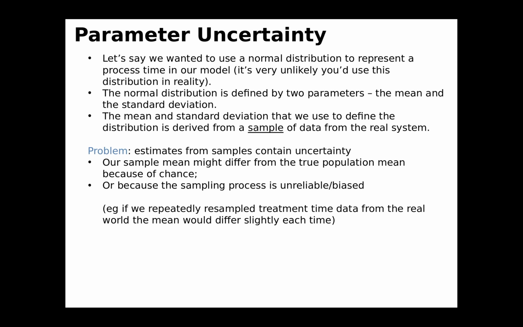So it doesn't matter how much data we've got, it'll only ever be a sample. And the problem is that, therefore, any estimate derived from that is going to contain uncertainty, because it is just a sample of the true population data. So our sample mean, for example, might differ from the true population because of chance, or because there's something wrong with the sampling process.